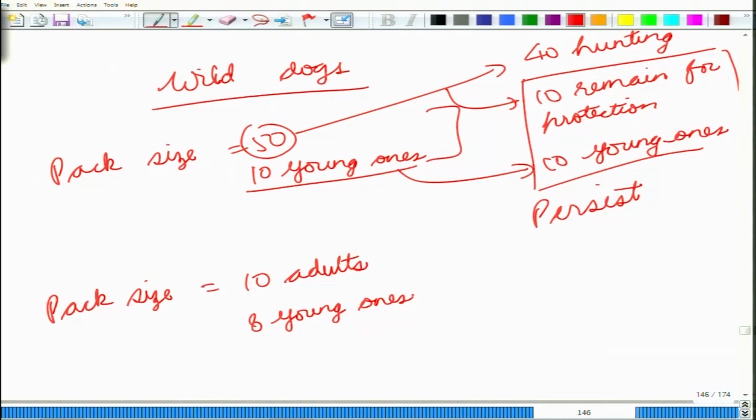Now, because these wild dogs hunt using a pack strategy, all of these individuals have evolved in such a manner that when all of them go together in a large number and attack a prey, then they are able to kill that prey. But if you have only a single dog, that might not be able to kill the prey.